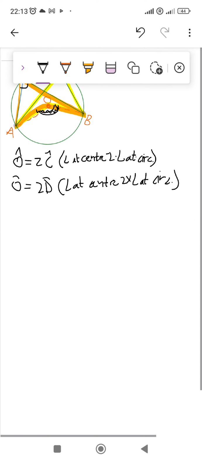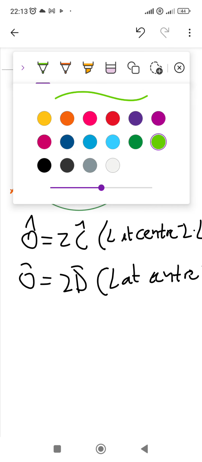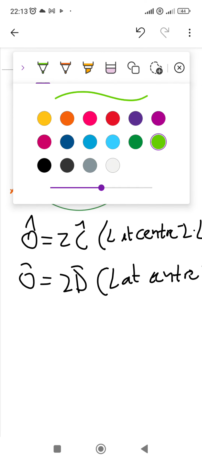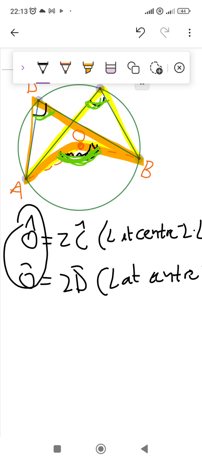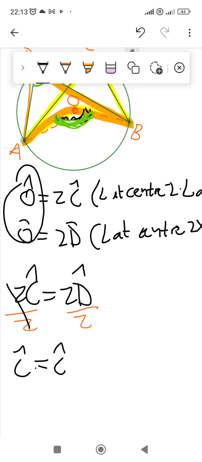All right. So what we are saying, let's put it in some color, let's make it green, is that this O is double C, but also that this O is double D. So basically, both of them are O. So if both of them are O, then clearly they need to equal each other. So then 2C must equal 2D, right? And we'll get rid of the 2's on both sides. So therefore C is equal to angle D.